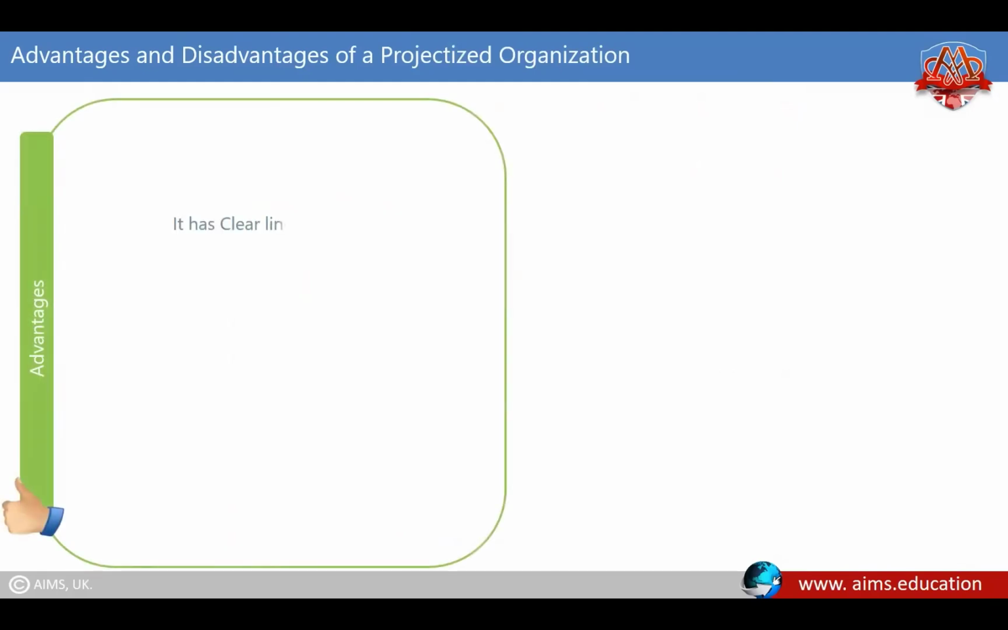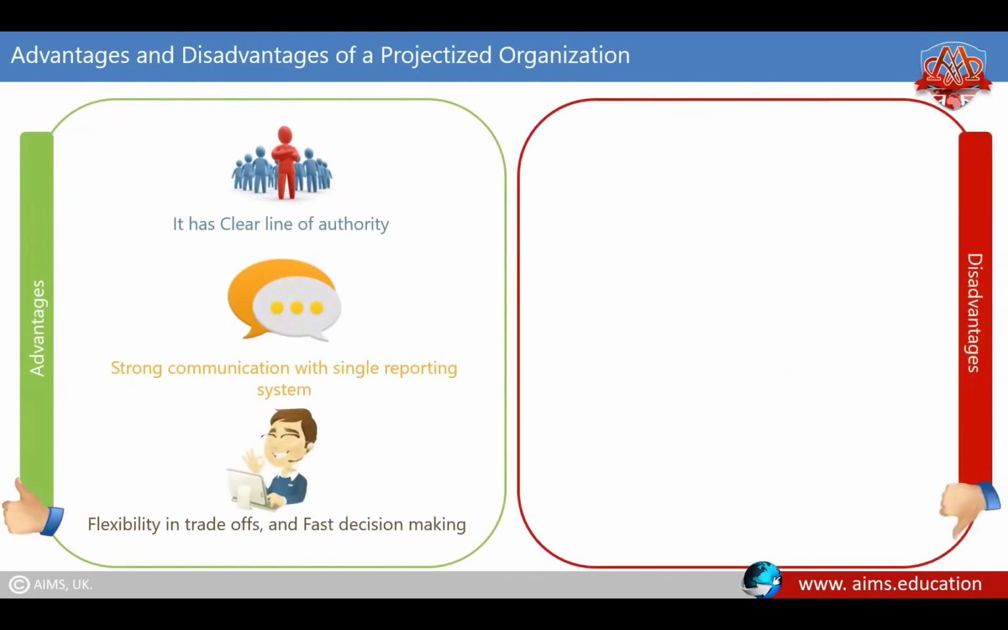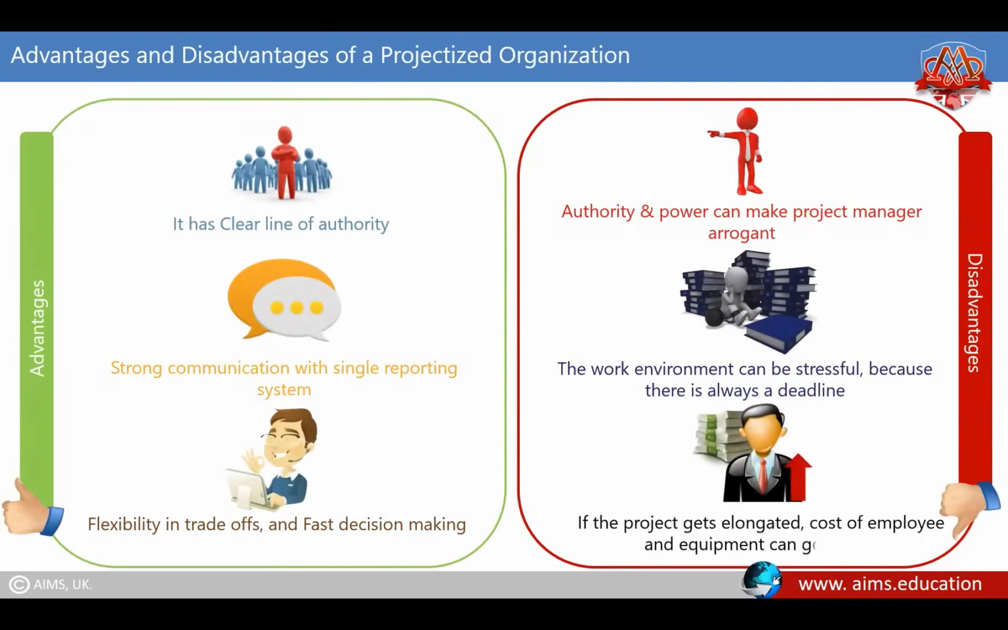It has a clear line of authority, strong communications with a single reporting system, and flexibility in trade-offs and fast decision-making. The disadvantages of projectized organizations are as follows. Authority and power can make the project manager arrogant. The work environment can be stressful because there is always a deadline. If the project gets elongated, the cost of employees and equipment can go higher.